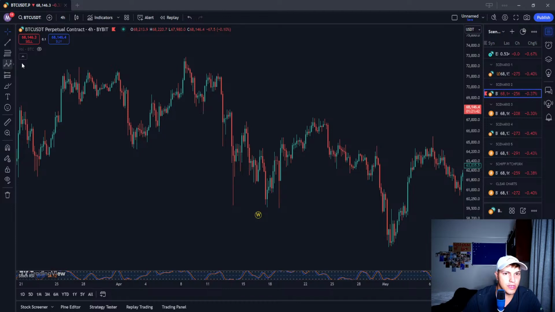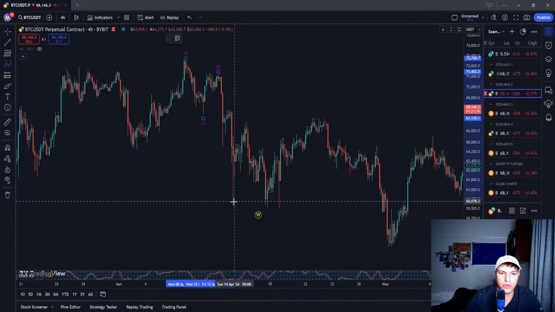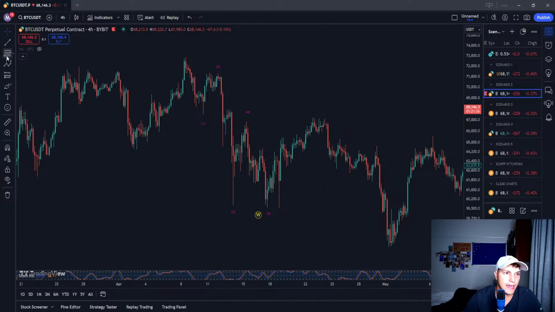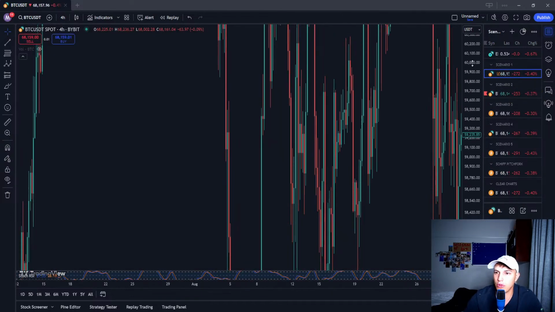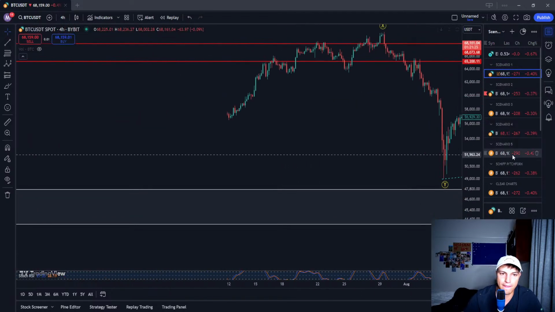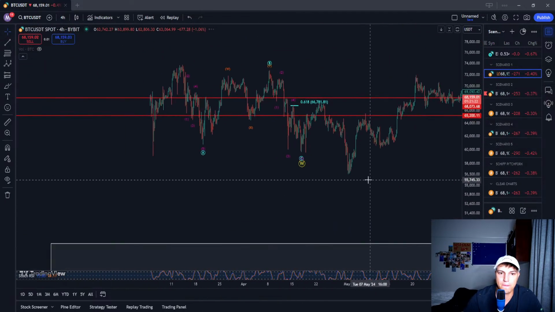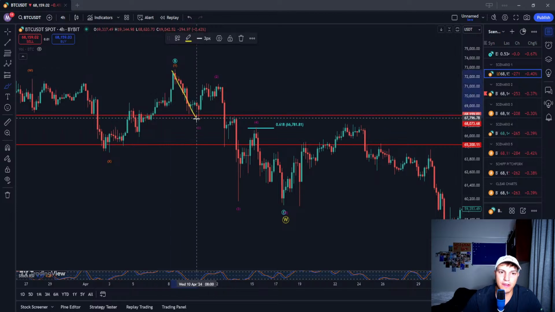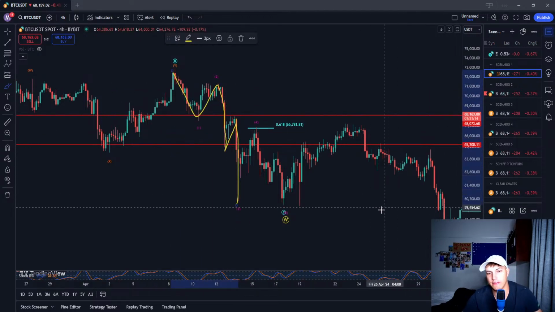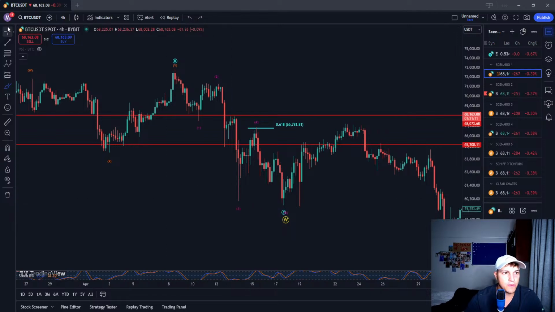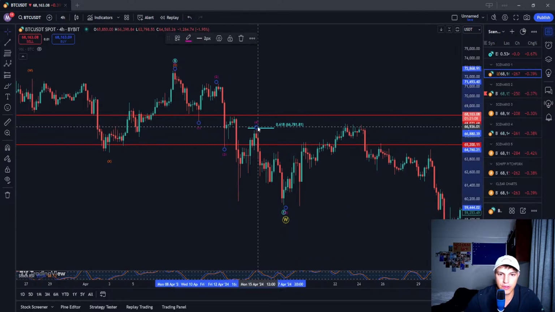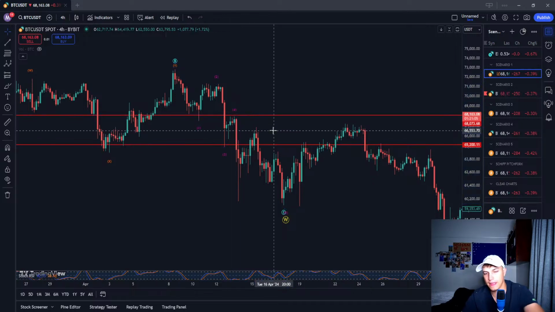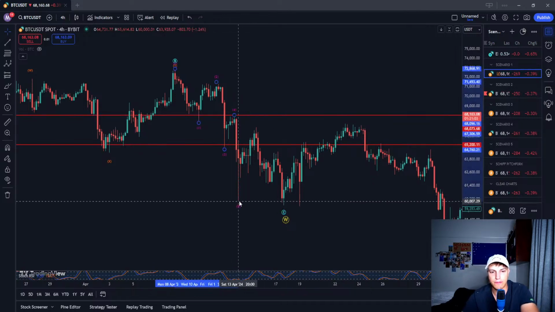So we do here, this is supposed to be a 1, 2, 3, 4, 5, and from the top of 2 to the bottom of 3, it did indeed touch the 886. Okay, so we're going to now have to label this the finished impulse, this being a wave 1, 2, 3, 4, extended 5. Perfect. So this works too at the moment. We go here, 3, 4, and then wave 5. Perfect.